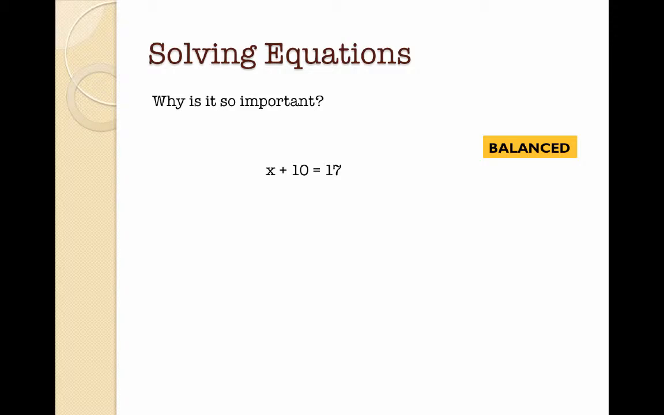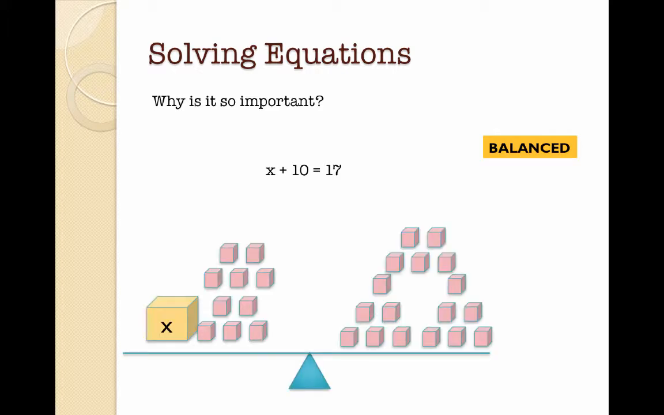X plus 10 equals 17 is an equivalent equation. It is balanced at the moment. Here I have a diagram. On the left hand side, I have a box with an X on it and 10 little pink cubes. On the right hand side, I have 17 cubes. What I want to do is get rid of those 10 cubes. So that way I'll only be left with the box with the X on it.